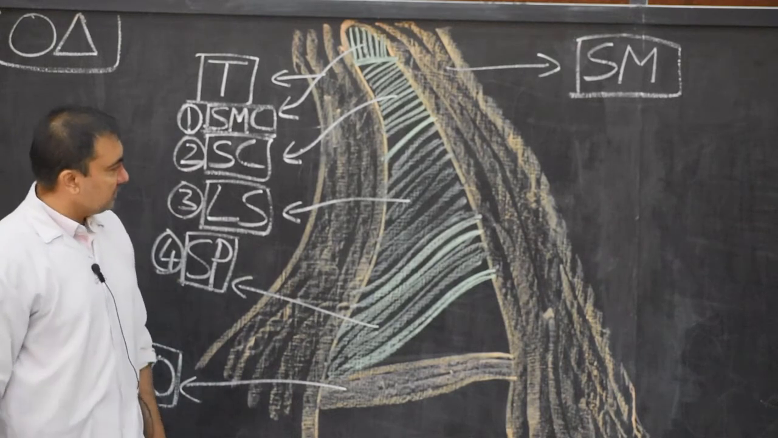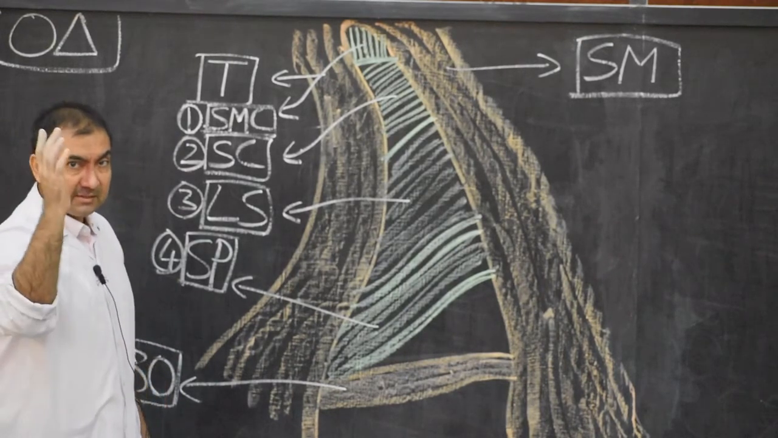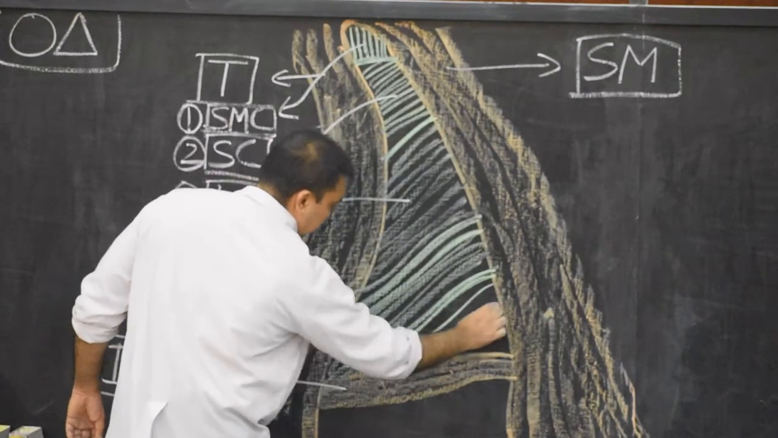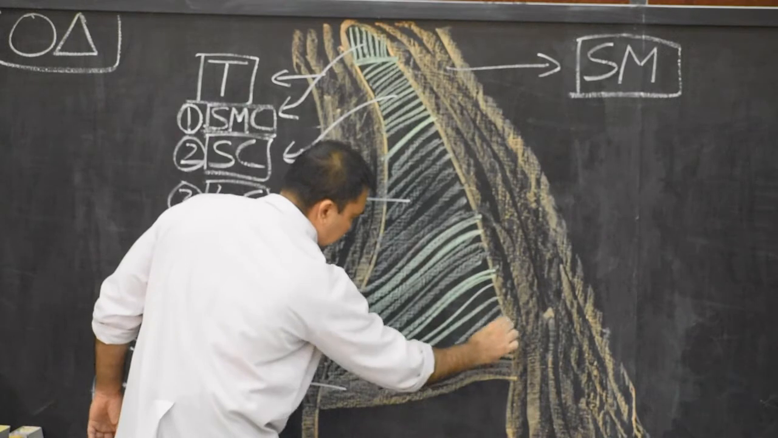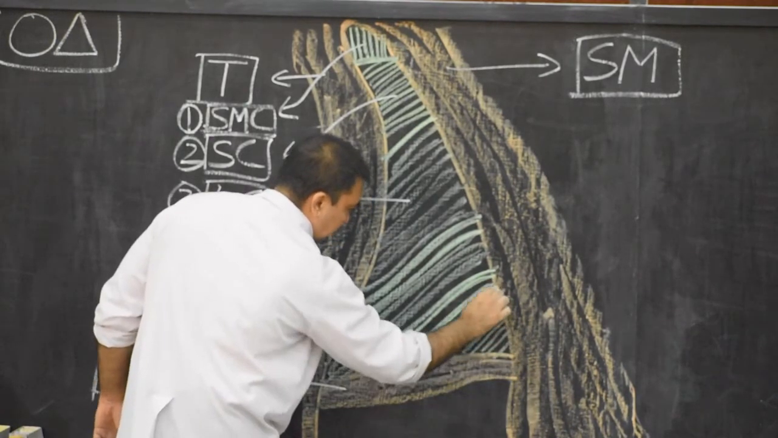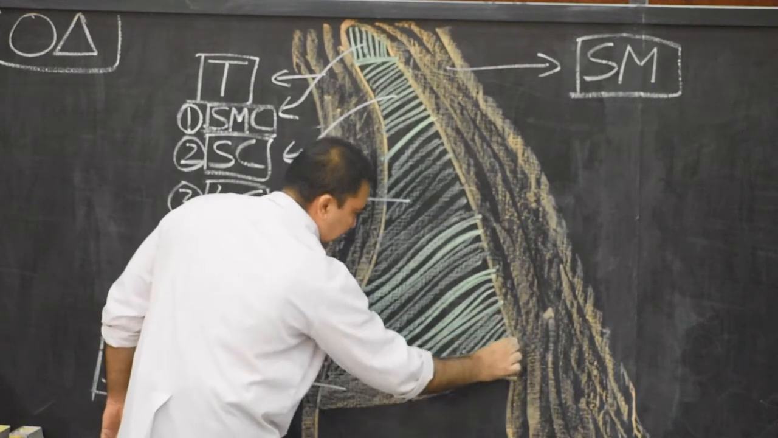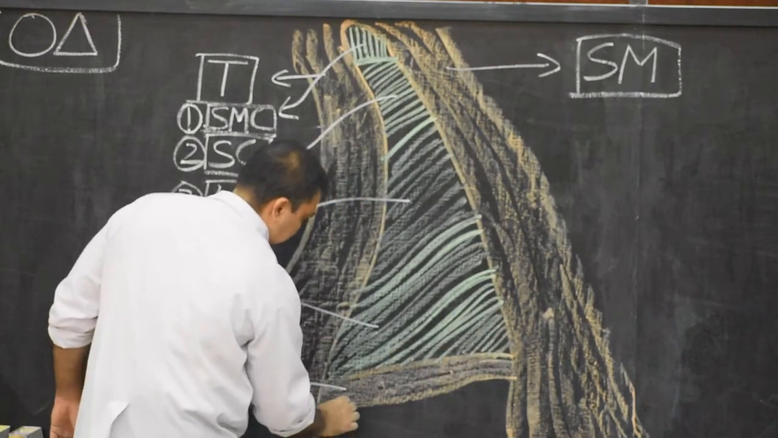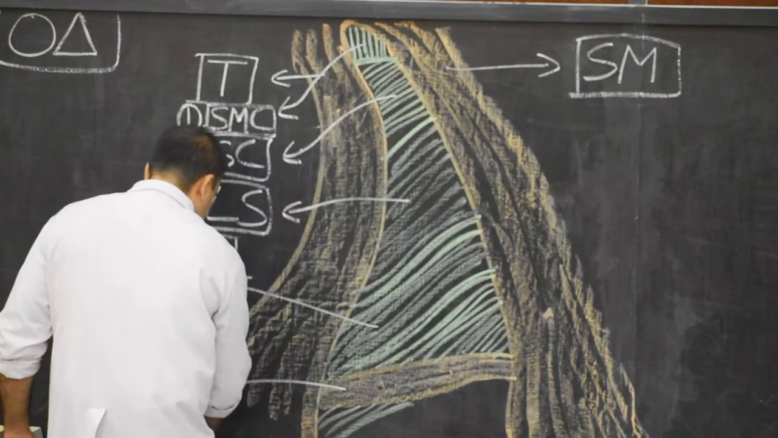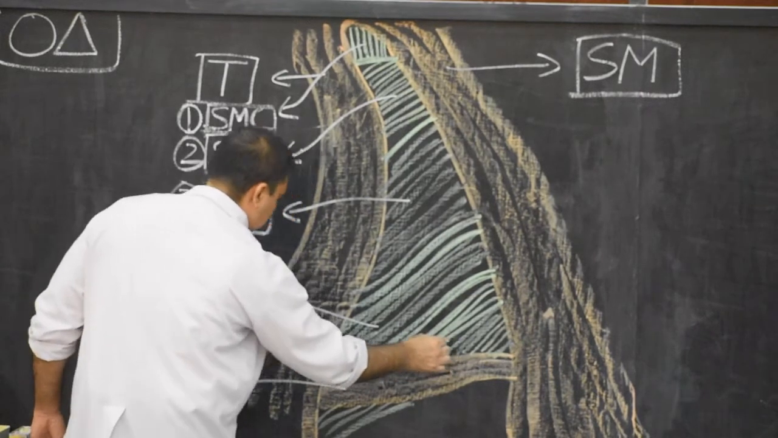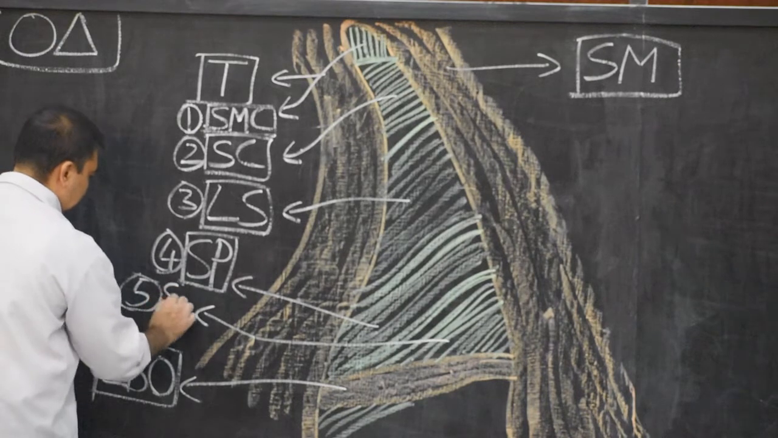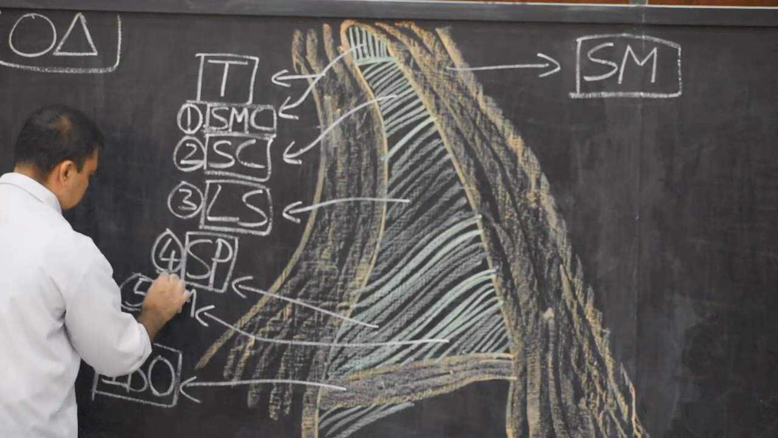And we are going to draw below the scalenus posterior, the scalenus medius muscle. This scalenus medius we are going to draw in this way, where we are going to show that this is the last muscle in the floor of the posterior triangle. So here these are some of the fibers of scalenus medius, and here we are going to draw an arrow from there and write down the 5th muscle, scalenus medius.